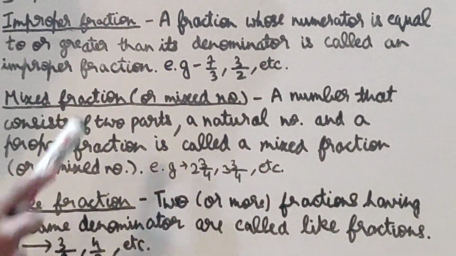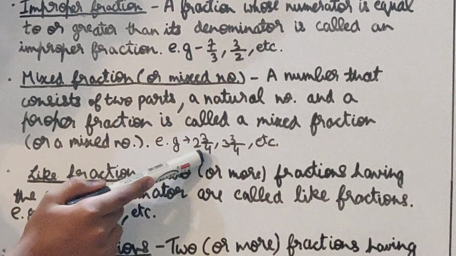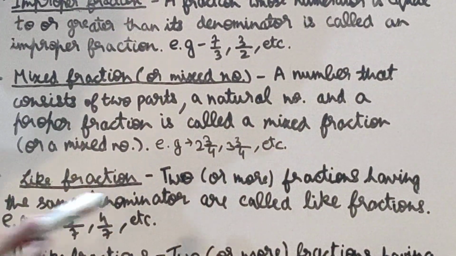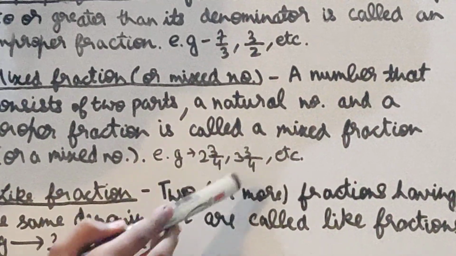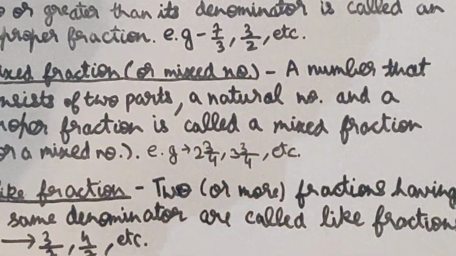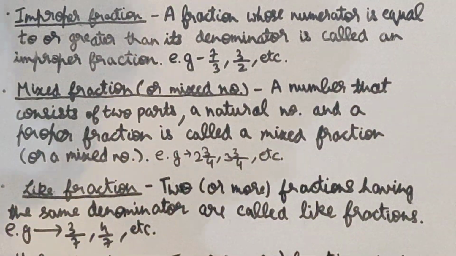So now, a number that consists of 2 parts. So you can see that 2 3/4, it consists of 2 parts, a natural number. 2 is the natural number and 3/4 is the proper fraction. So when both of these are joined, it forms a mixed fraction.